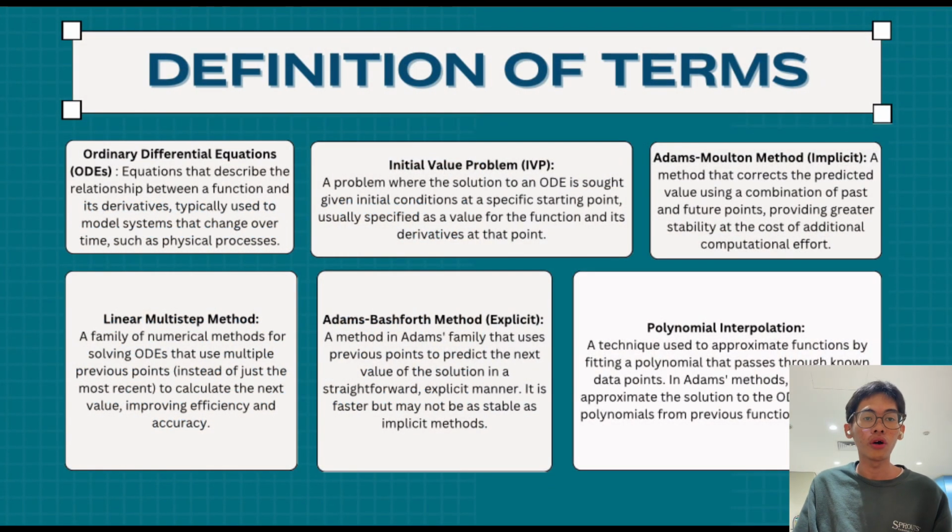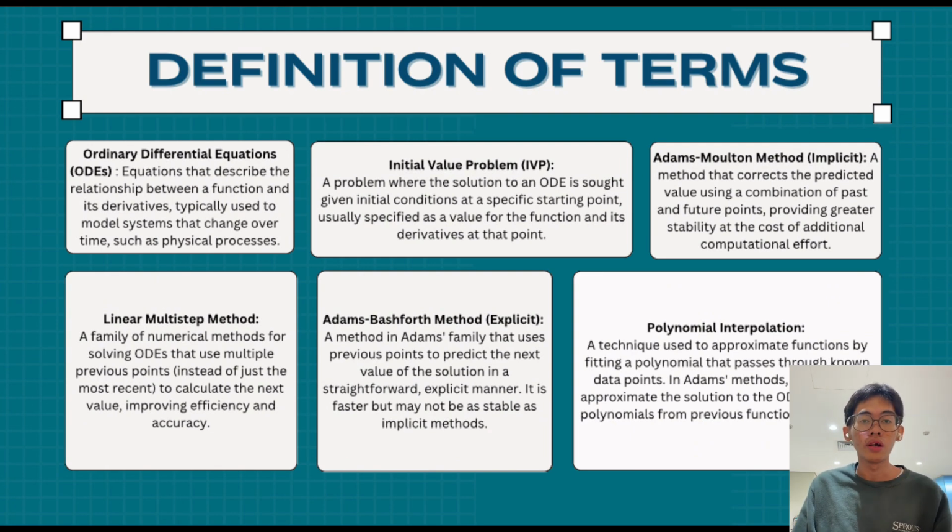Definition of terms. Ordinary differential equations describe the relationship between a function and its derivatives. They are used to model systems that change over time, such as physical processes. Initial value problem: where the solution to the equation is solved given an initial condition as a specific starting point, usually specified as a value for the function and its derivative. Linear multi-step method: a family of numerical methods for solving problems that use multiple previous points instead of just the most recent one to calculate the next value, to improve efficiency and accuracy.